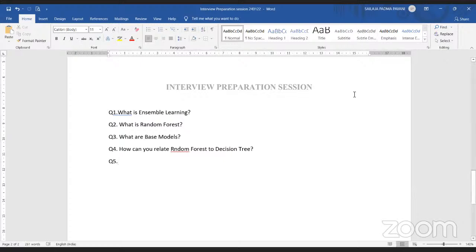Yeah. Now, what are the differences between bagging and boosting?